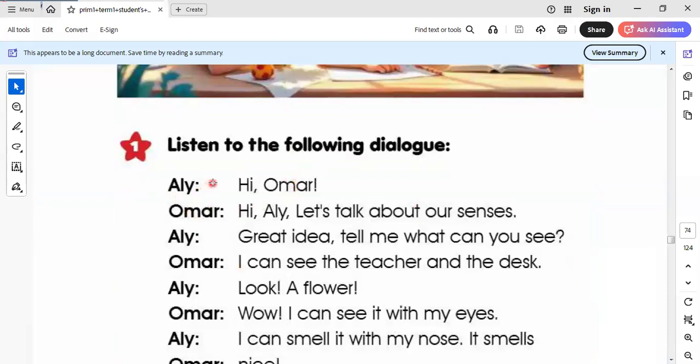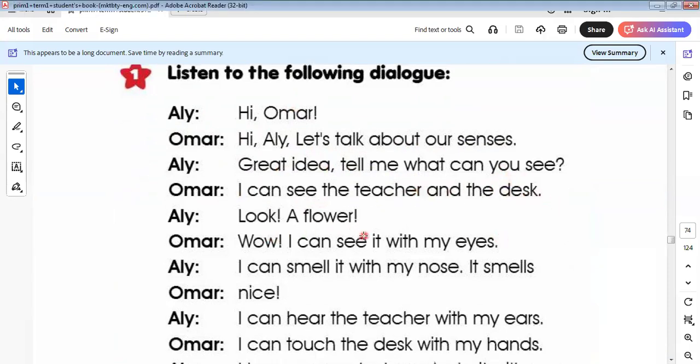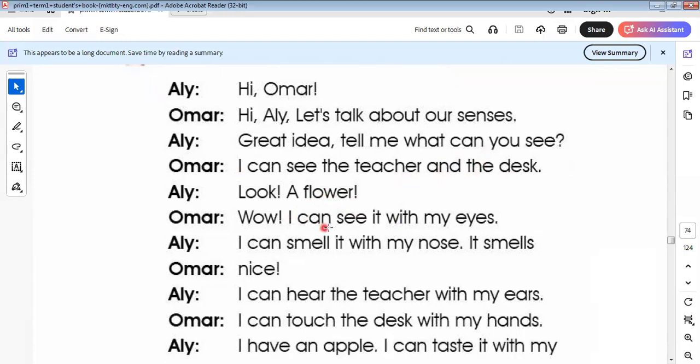The dialogue is between Ali and Omar. "Hi, Omar." "Hi, Ali." "Let's talk about senses." "Great idea. Tell me, what can you see?" So when I talk about seeing, I talk about my eyes. "I can see the teacher and the desk. Look, a flower." So here sight refers to what? To our eyes. So here we can see the teacher and desk. We can see a flower. "Wow, I can see it with my eyes."